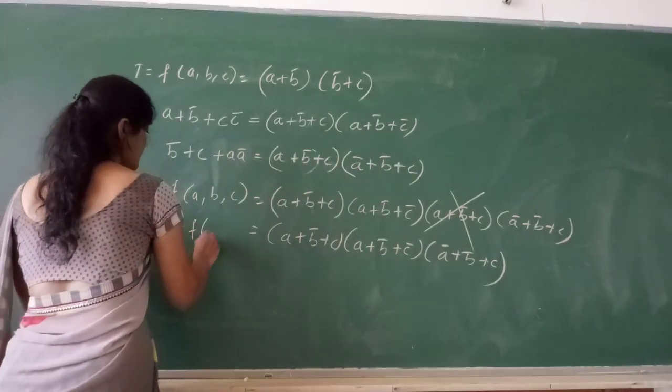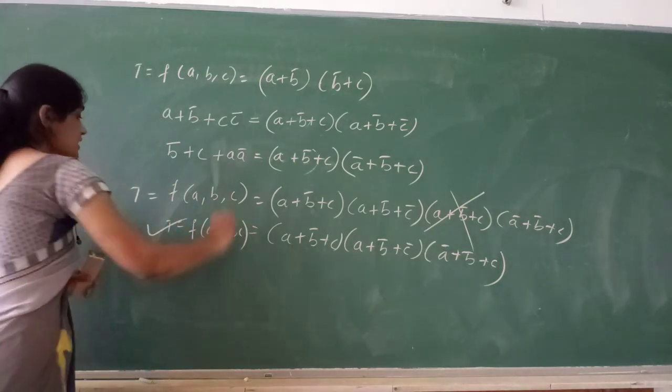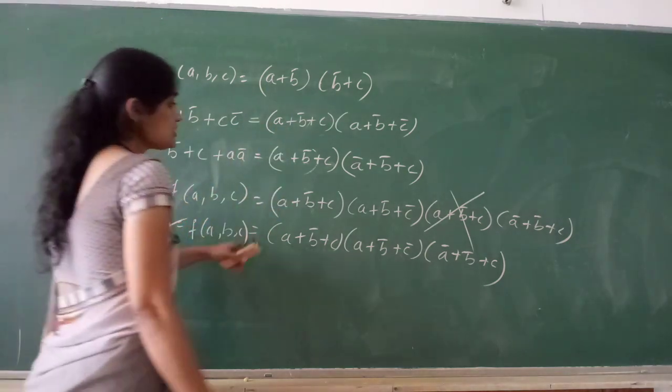So T is equal to F of A, B, C is equal to this. So this is the canonical POS form for this equation. This is its answer.